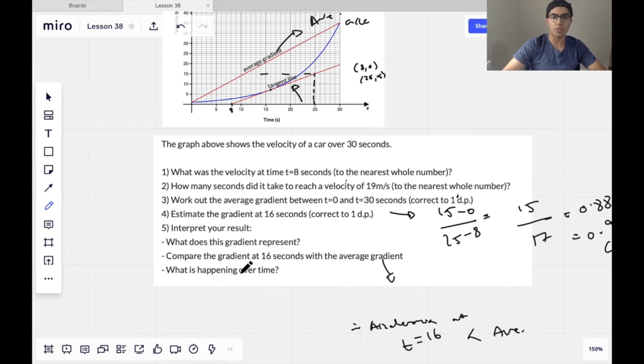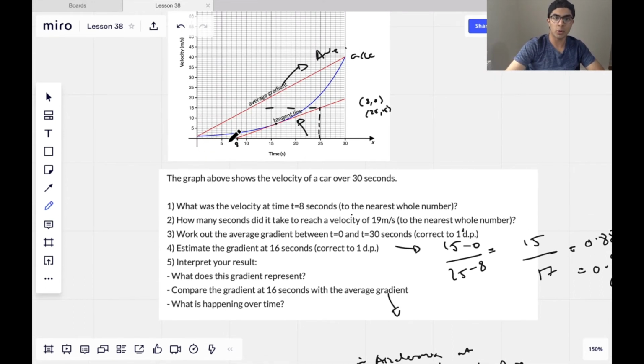And what is happening over time? Well, you can see how the gradient is increasing, right? And remember, the gradient is the acceleration, so you can say the car is accelerating.